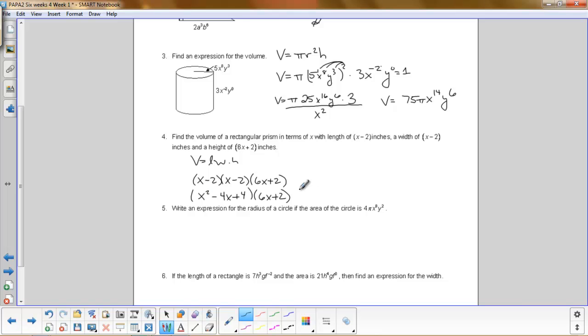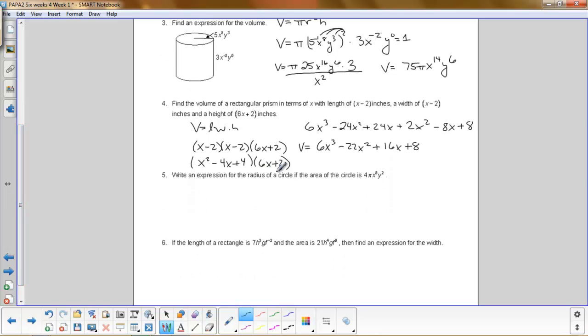Distributing all the way through is going to give me 6x to the third minus 24x squared plus 24x plus 2x squared minus 8x plus 8. Combining like terms and rewriting it in appropriate form with the highest degrees first. We're going to say volume equals 6x to the third minus 22x squared plus 16x plus 8.